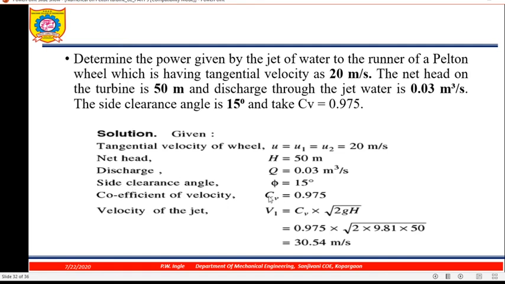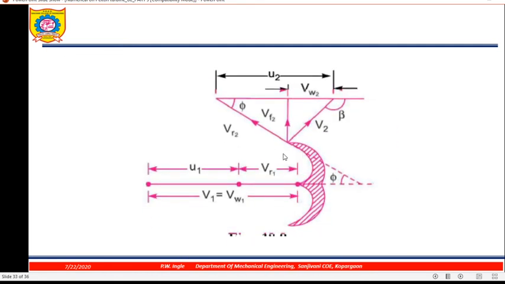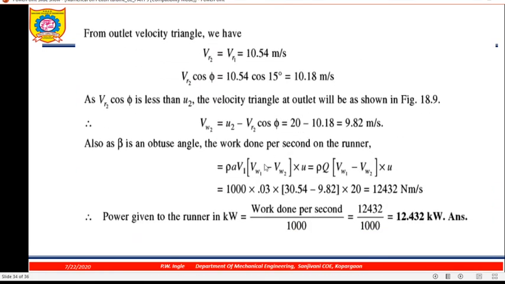This is the velocity diagram. Now here beta is more than 90. So I told you the procedure: first calculate VR2 cos phi. If it is less than U2, then you have to take VW2 as U2 minus VR2 cos phi. Otherwise, you go on solving the problem by considering beta less than 90, and you will get VW2 automatically with a negative value. So power given to runner is rho Q in bracket VW1 minus VW2. You will get the answer.